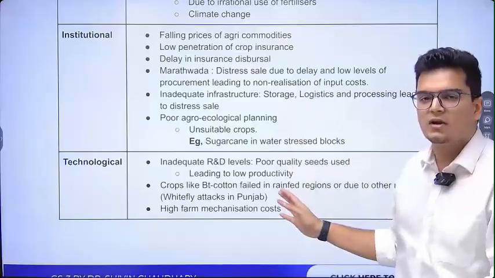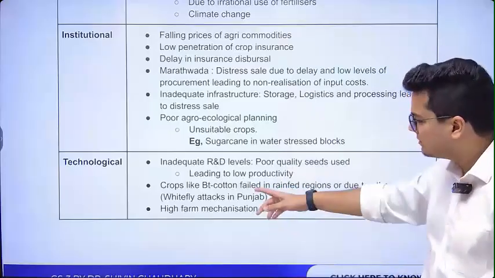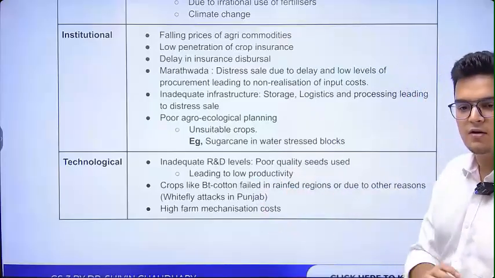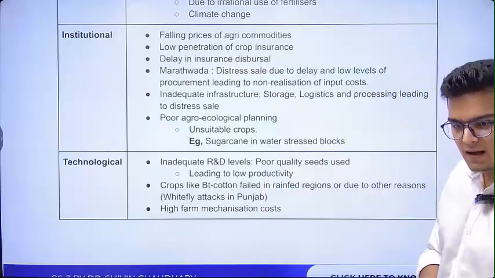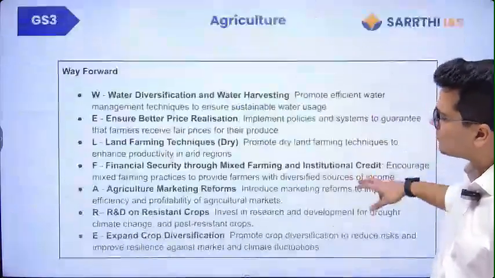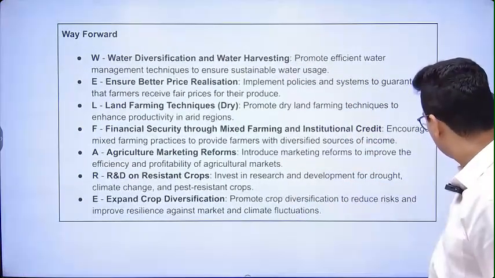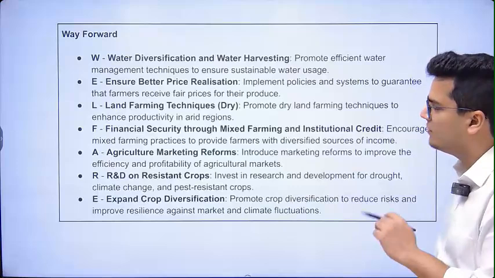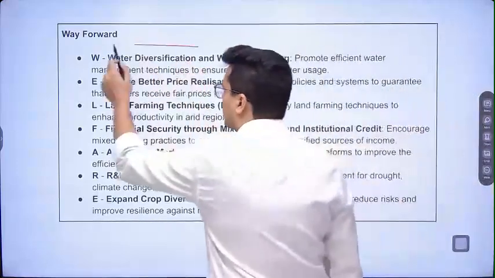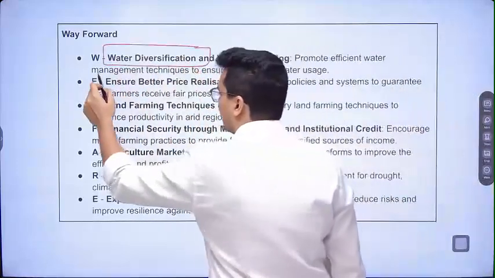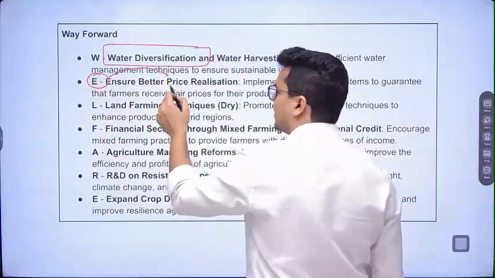BT cotton and crops like that are failing now. Example of whitefly attacks in Punjab. Farm mechanization costs are high. Now, the way forward, if you have to write for farmer suicides, I have drafted it in the form of welfare, that we have to do water diversification. We have to ensure better price realization.